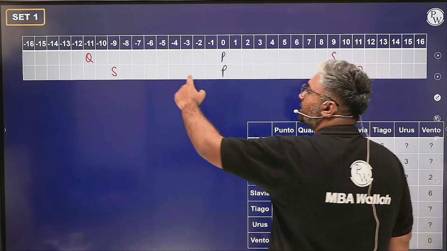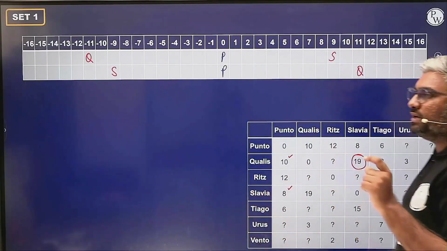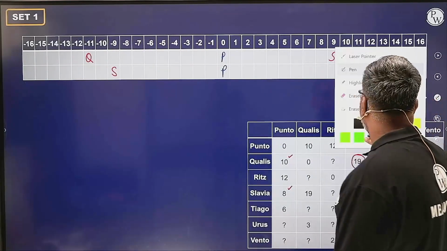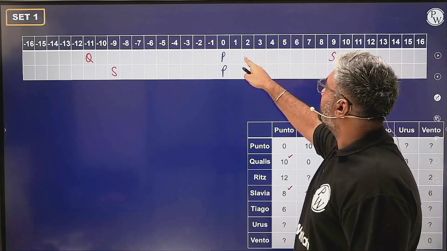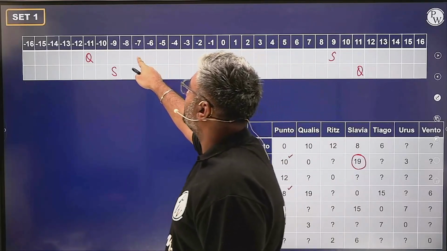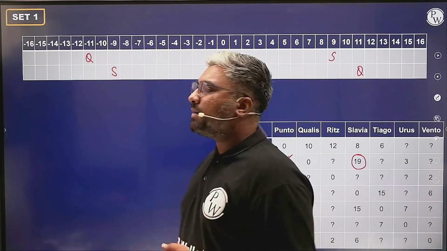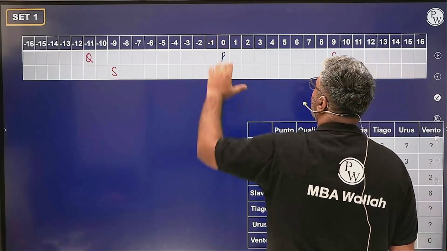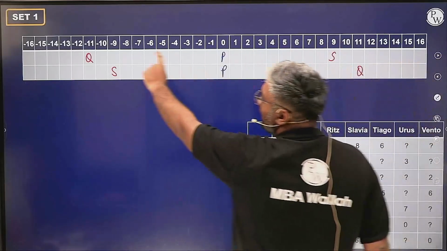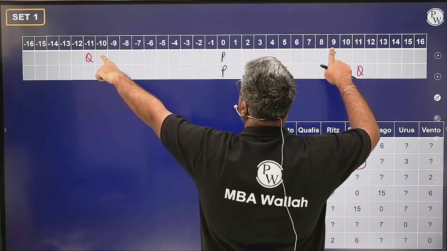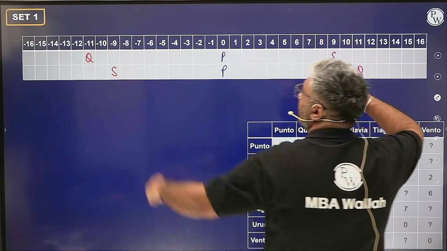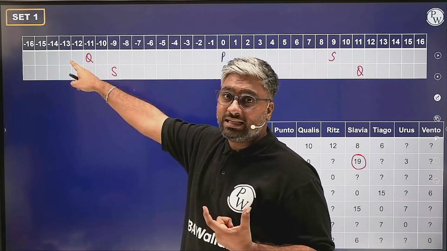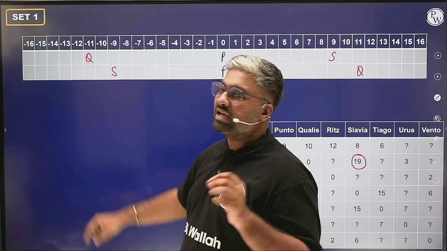So now see, do you see a 19 car gap? 19 slots between Qualis and Slavia. Quickly check. We have 1 2 3 4 5 6 7 8 9 10 11 12 13 14 15 16 17 18 and 19. That happens in both of these cases. So how do you check the number of cars in between? Since we have a 0 also, it becomes very convenient. Just look at 9 and minus 11. You take the difference. 9 minus of minus 11 is 20. And since you have the 0 and you have to remove this, we have a 19 car gap.